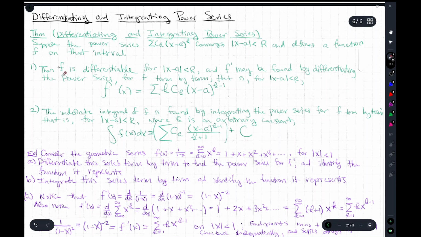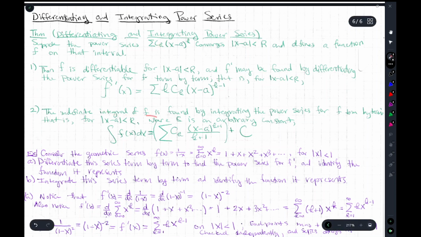Okay, so coming back to the theorem, that power series defines a function. Then f is differentiable for the absolute value of x minus a strictly less than r, and f prime may be found by differentiating the power series for f term by term. So basically, if f equals this, you could take the derivative of the left-hand side, and that should equal the derivative of the right-hand side. And you could go term by term and take the derivative of this. When you take the derivative of that term there, c_k is a constant. The k drops, and you get a k minus 1.